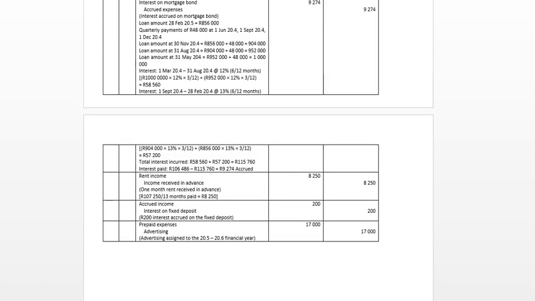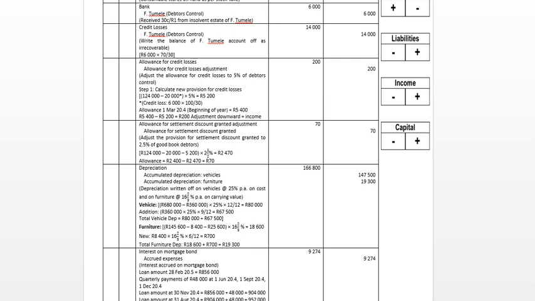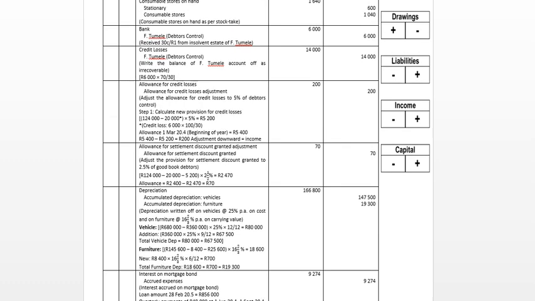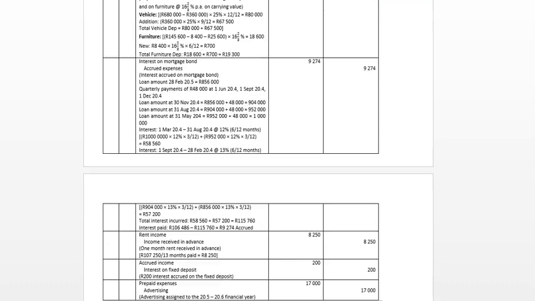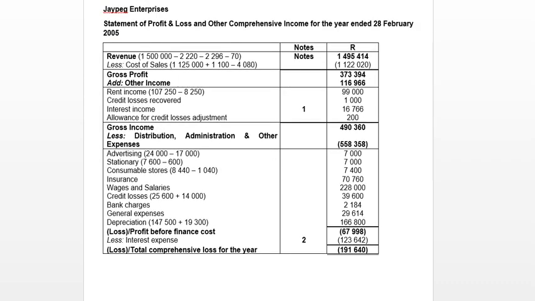16,766. And finally, remember we had this allowance for settlement discount granted for settlement. Our allowance for credit losses, and this was a downward adjustment, so that was an income to you. And if it's an income, then our income increased by 200 Rand. So we're going to add our allowance for credit loss adjustment income 200 Rand. So in total, our other income amounted to 116,966. If we add that to our gross profit, then we have a gross income of 490,366. Now we need to account for our distribution, administration, and other expenses.